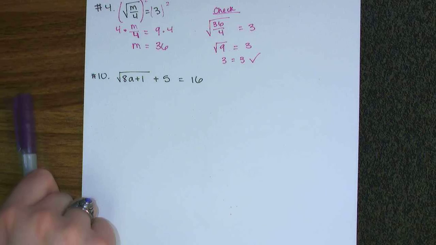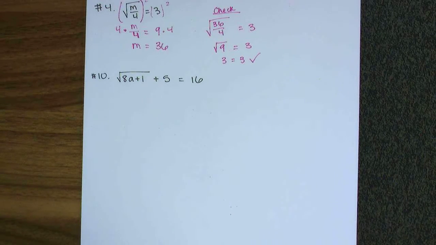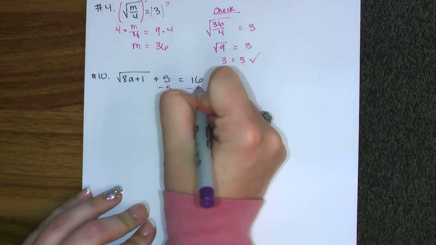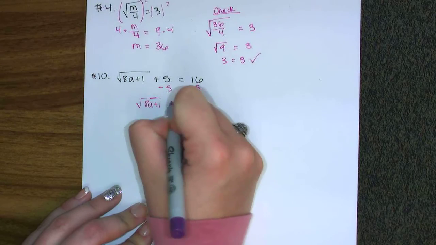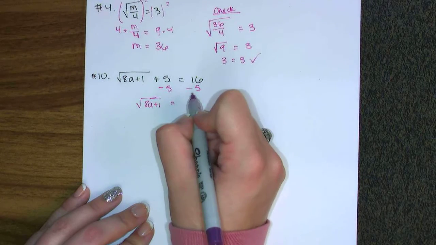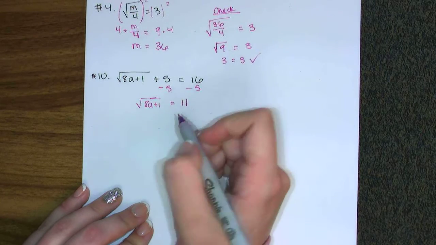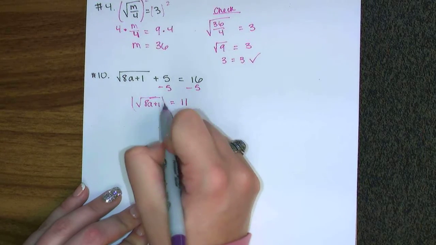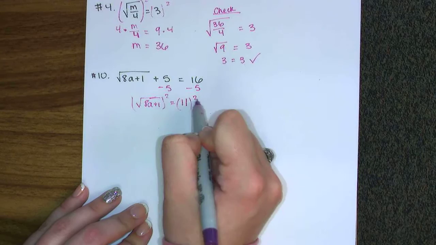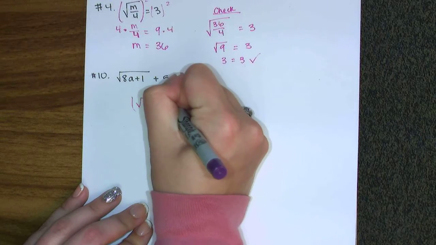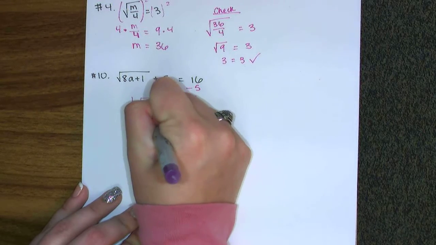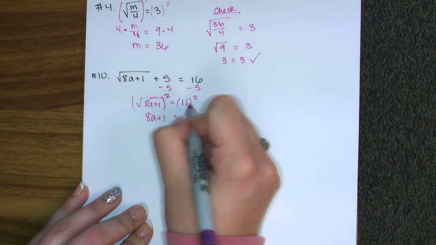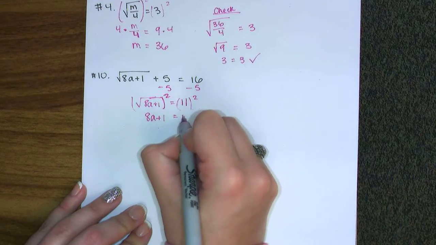So, I need to first subtract this 5. The square root of 8a plus 1 is equal to 16 minus 5, which is 11. Now I have to square both sides. So this leaves me with 8a plus 1 on this side is equal to 11 squared, which is 121.